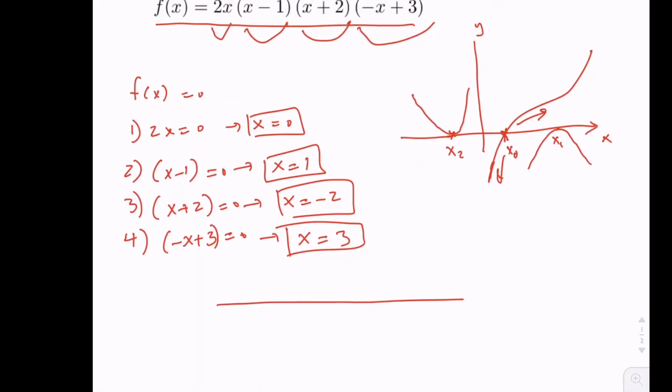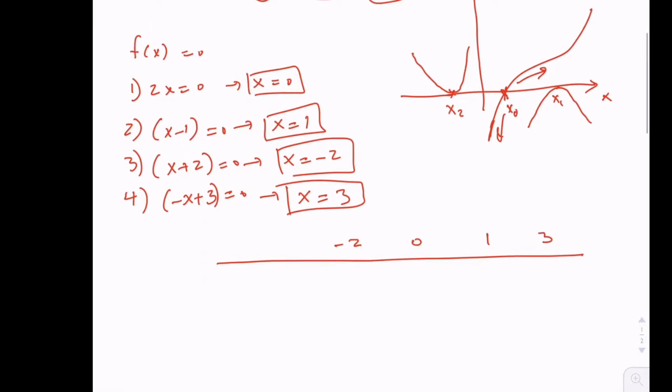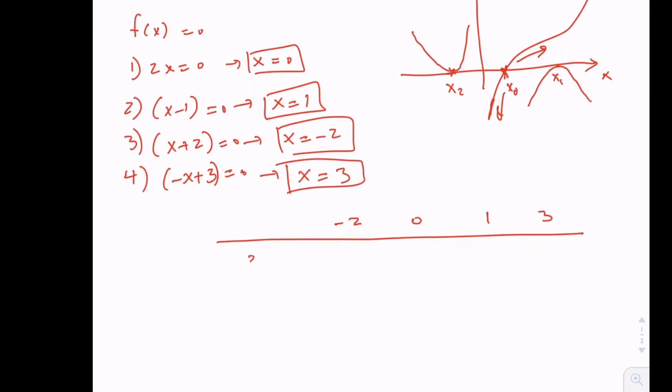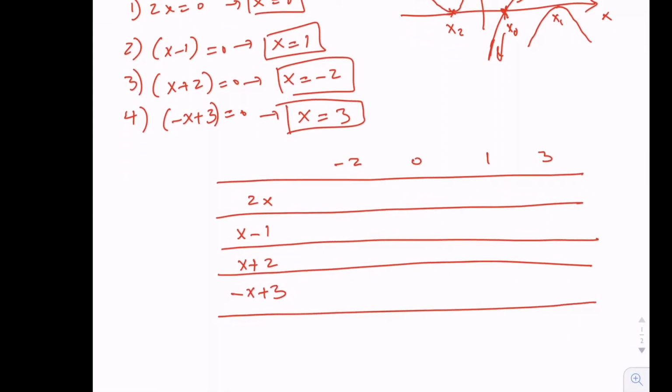Now we can make a table like this, and as the first row of the table, we just write the roots that we found in increasing order. So we will have minus 2, 0, 1, and 3. And then for each row, we will put each of those expressions. So row 1 is 2x, row 2 is x minus 1, row 3 is x plus 2, and row 4 is minus x plus 3. And the last row will be f of x, which is the product of these.